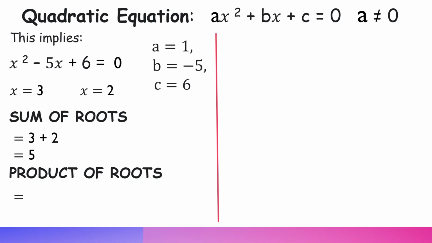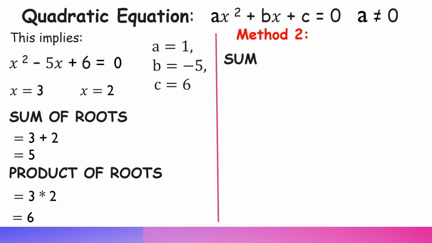Product is simply the multiplication of the roots, which is 3 times 2, and that gives us 6. So we went through the whole process of method 1. Method 1 being solving the quadratic equation in order to get the roots before applying the sum of the roots and then applying the product of the roots. Now we'll go to method 2.